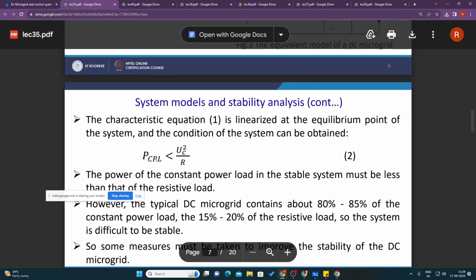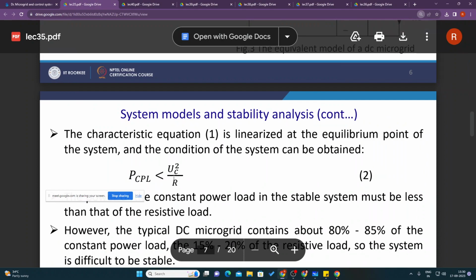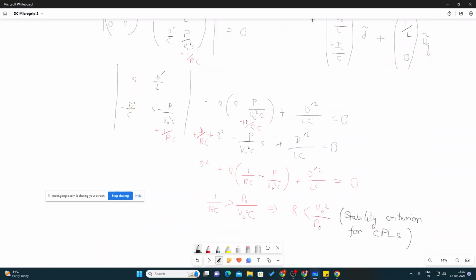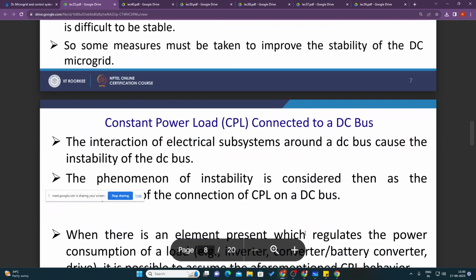No, this is only given. This one is okay. See, P_CPL is less than V naught square, this is V_C square, whatever you say, V_C square by R. So just put P naught here, put the R here. So P naught will be less than V naught square by R. Same criterion. So that criterion is only provided here.